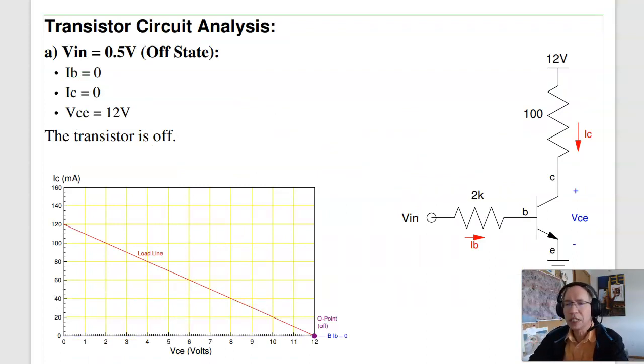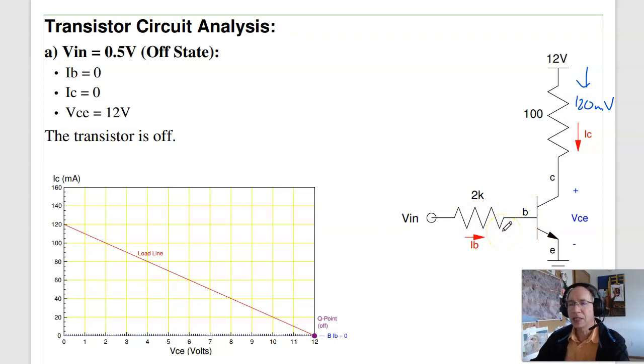So let's see how transistors operate. This is kind of the bread and butter circuit that we'll be using. What I have is a 12-volt source trying to push 120 milliamps through that resistor. Your 12 volts at 100 ohms gives you 120 milliamps. Controlling it, I've got the input voltage and 2K resistor at the base.